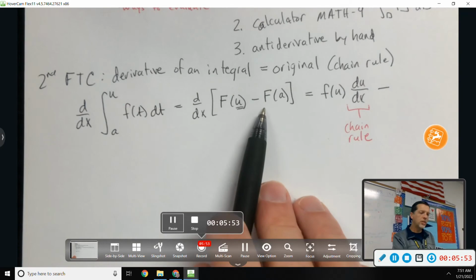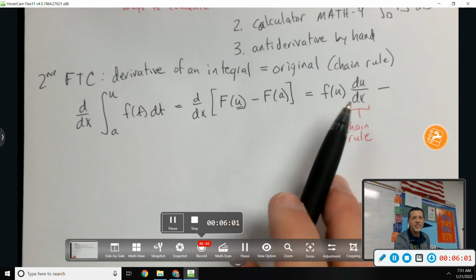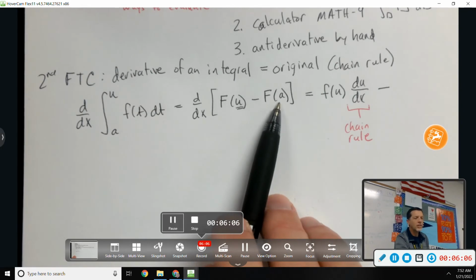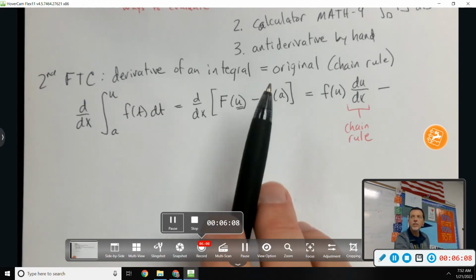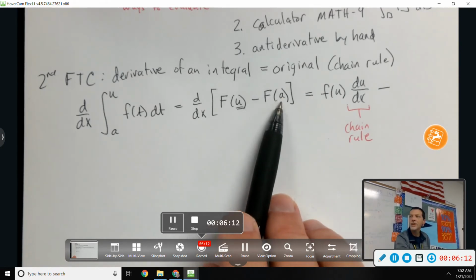What about the derivative of f of a? It's easier than this one. a is a constant. So if I evaluate whatever the function is at some number, I get a number, and then I take the derivative of that number, and we get 0.